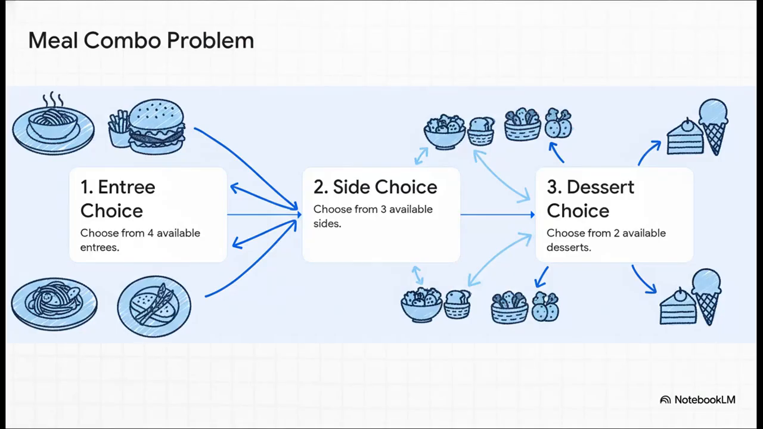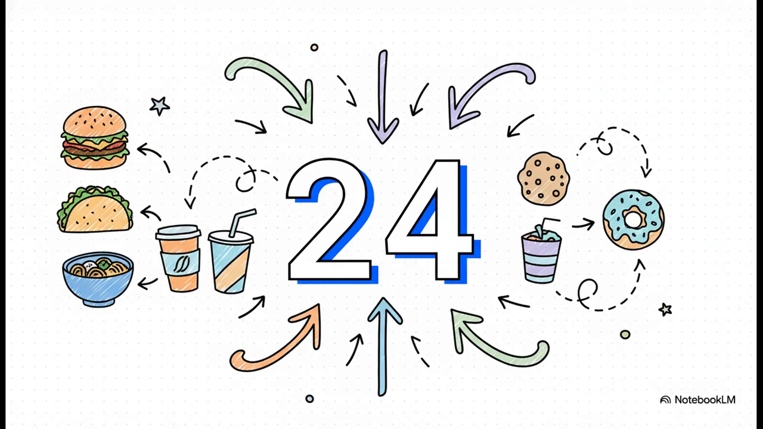Okay, let's make this real. Picture this. You're at a restaurant looking at a combo meal. You've got 4 entrees to choose from, 3 sides and 2 desserts. Now, for every single entree you pick, you still get all 3 of those side choices. And for each of those pairings, you get 2 dessert choices. You can almost see the possibilities just branching out, can't you? So how many different meal combos can we actually make? Well, we just multiply. 4 times 3 times 2. And that gives us 24 unique possibilities. It's amazing how quickly just a few simple choices can totally explode into a huge number of options.